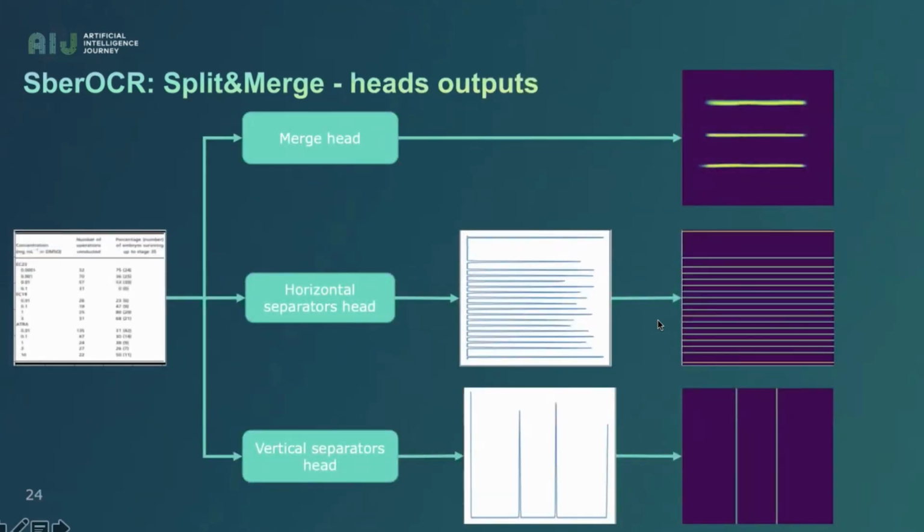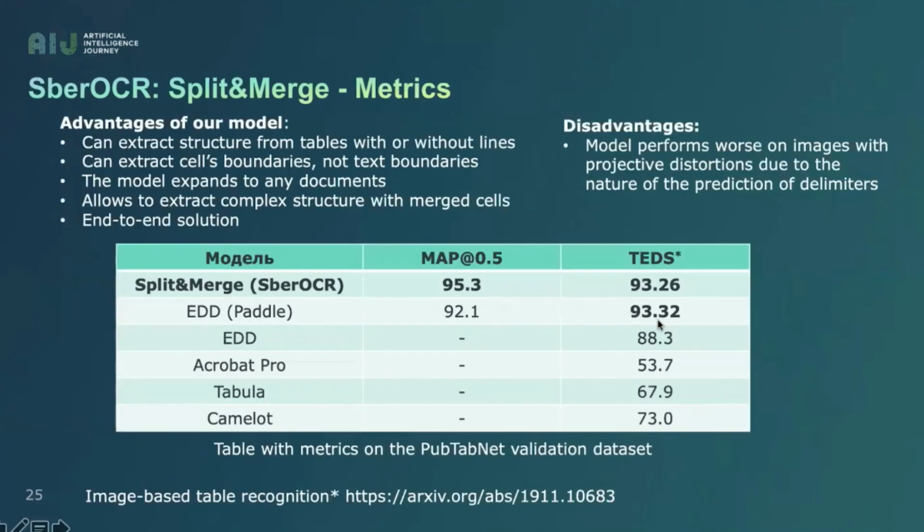The heads are small subnetworks. There are three of them. The first head is responsible for predicting connections between cells, and the other two are responsible for predicting separators between cells in horizontal and vertical lines. On the slide, you can see the algorithm output compared to other solutions.